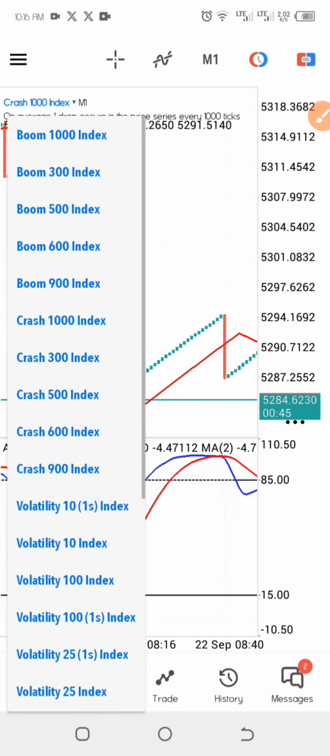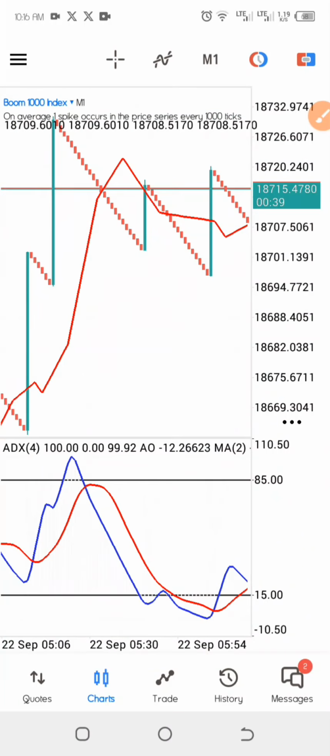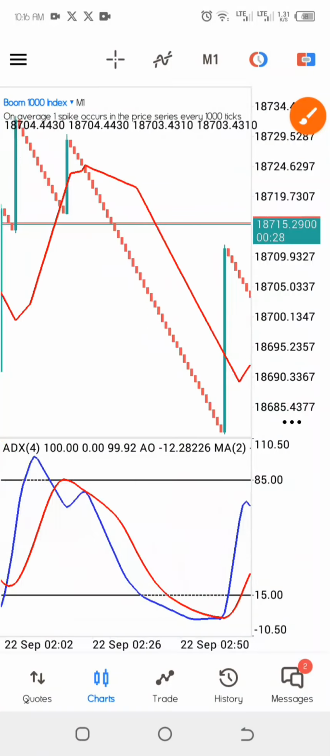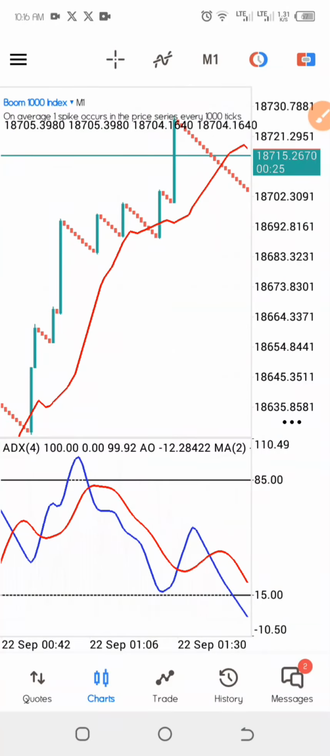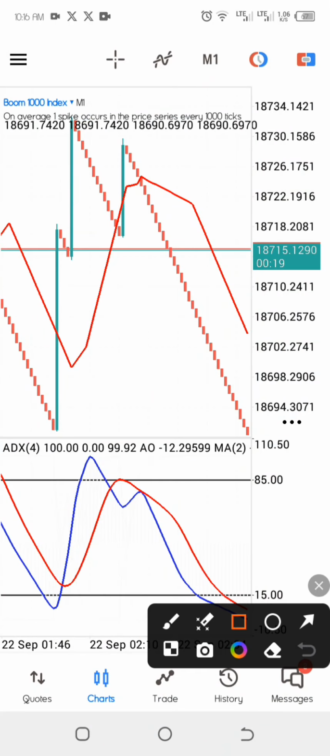Now let me go to Boom so I can show you guys an example on Boom as well. Let's use this area as an example. Remember what I told you guys, I want to see a clean trade. Now on Boom it's different from how you use the strategy on Crash. Here on Boom, we wait for the blue moving average to come and touch the 85 level. After we see that, we want to see it cross below the second moving average and inside the ADX line, which happens right here.